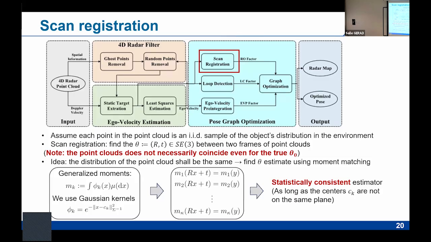The first thing that comes to mind is to use the moment matching method. So you have these generalized moments. We define phi, in this case using Gaussian kernels, and then we construct these moment matching equations and try to solve the moment matching problem. It's a statistically consistent estimator as long as the centers theta k are not on the same plane. We proved that.